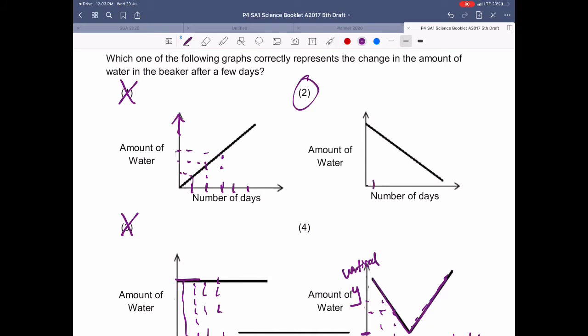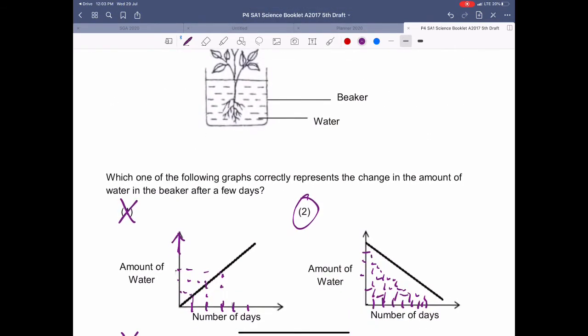Why? Because as the number of days increases, my amount of water actually decreases. Can you see? It's dropping. Alright? Now, you also need to understand that in some questions, they will tell you that there is a layer of oil. Why do they put a layer of oil? Now, the layer of oil here is to prevent water from evaporating.